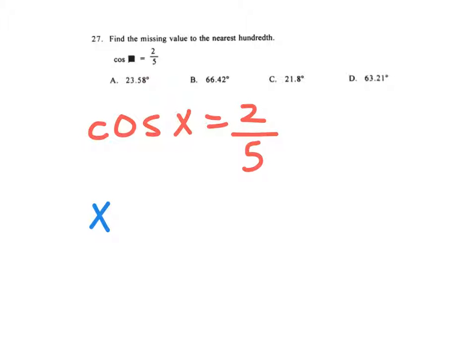27, we're doing the same thing. Remember, we have the cosine of X equals 2 over 5. We need to undo our cosine. To do that, we're going to do the inverse. So we have X equals cos -1 of 2 over 5.